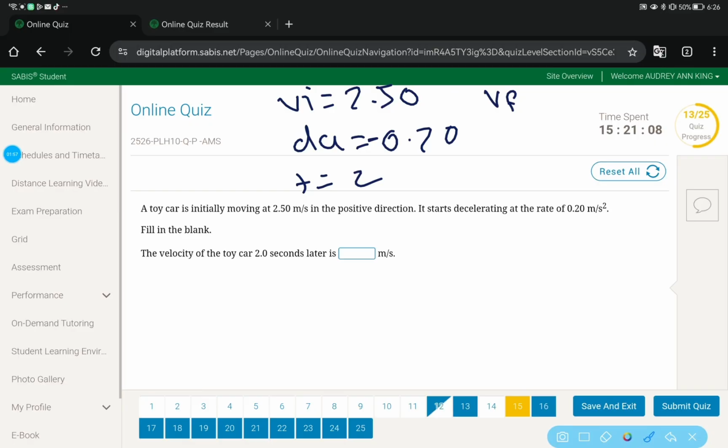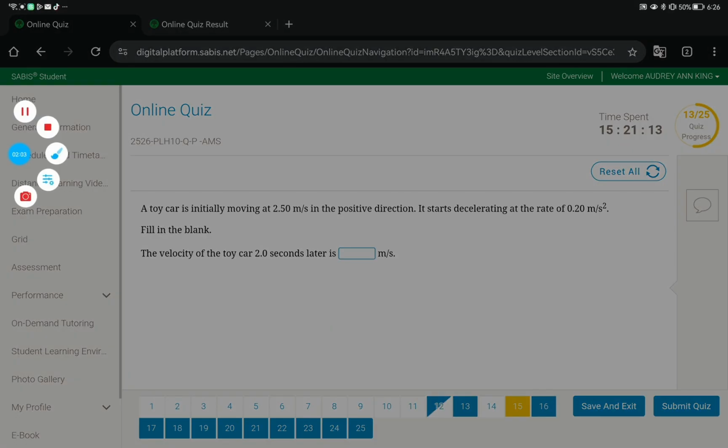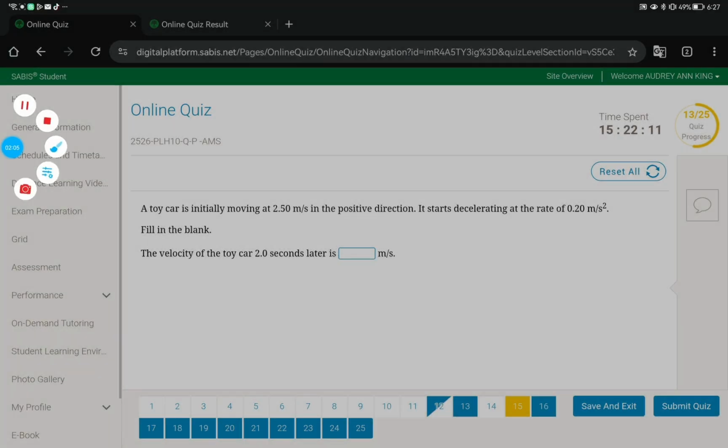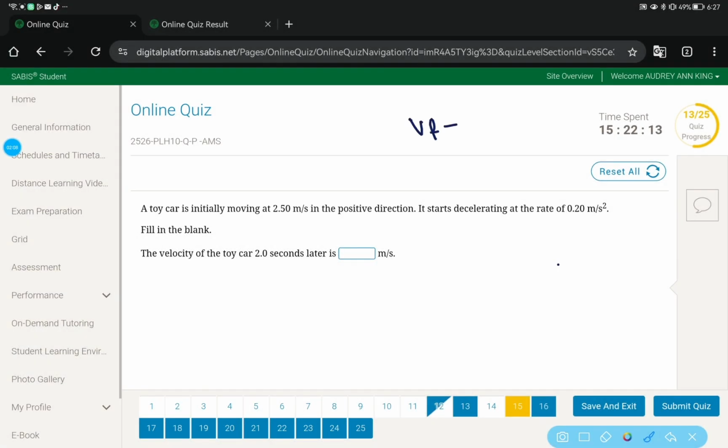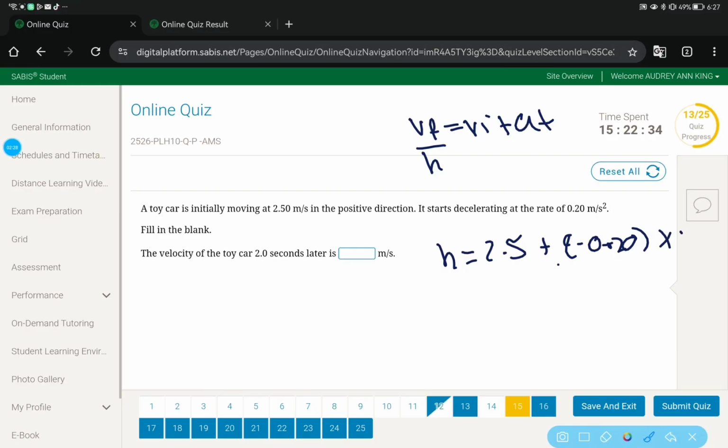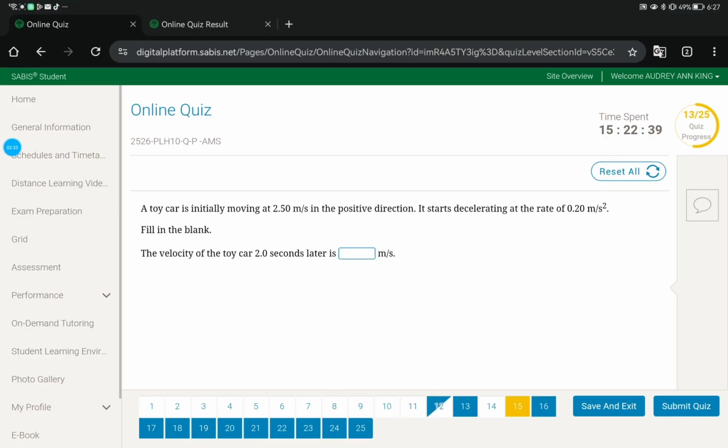So by that logic, the formula we're going to use is the one with no displacement. So final velocity equals initial velocity plus acceleration times time. I'm going to call the final velocity h. So h equals 2.5 plus negative 0.20 times 2, and you should get 2.1 meters per second as your answer.